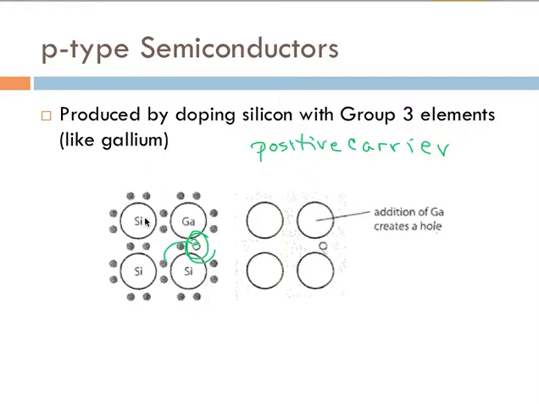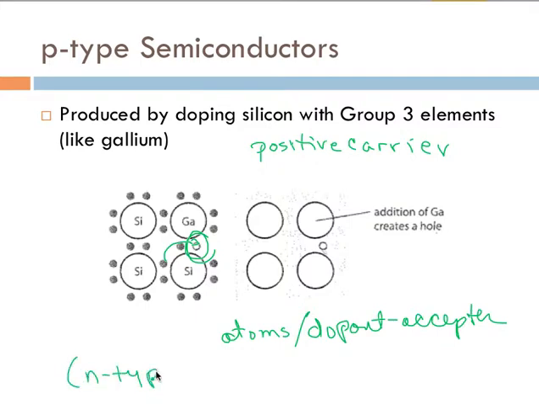In this case, the dopant is called an acceptor. In an N-type, they're called donor atoms. And hopefully that makes sense, because of the accepting of electrons, or in the case of an N-type donor, that group 5 donating, calling it a donor atom.